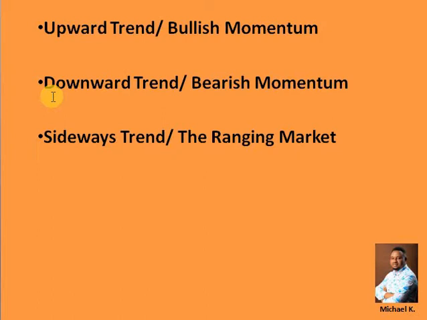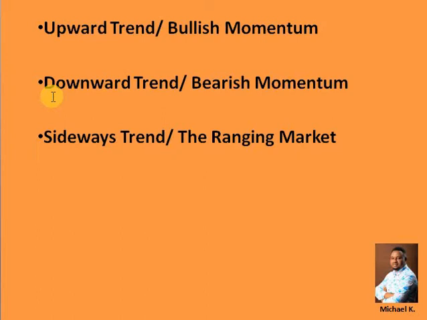Now we also have the downward trend, also known as the bearish momentum. This is when price depreciates over time. There's a decline in the price of a commodity. There's a decline in the price of a pair. So you see the chart go in the downward direction.